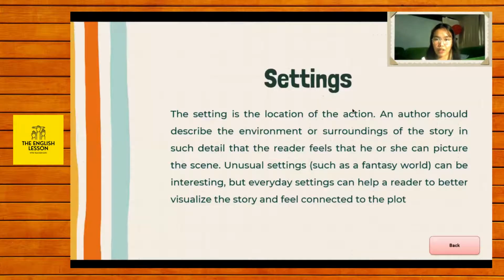So yes, when we are talking about the settings, it talks about the location, the place where the story happened. And also it talks about when the story happened. So next, let's go back.